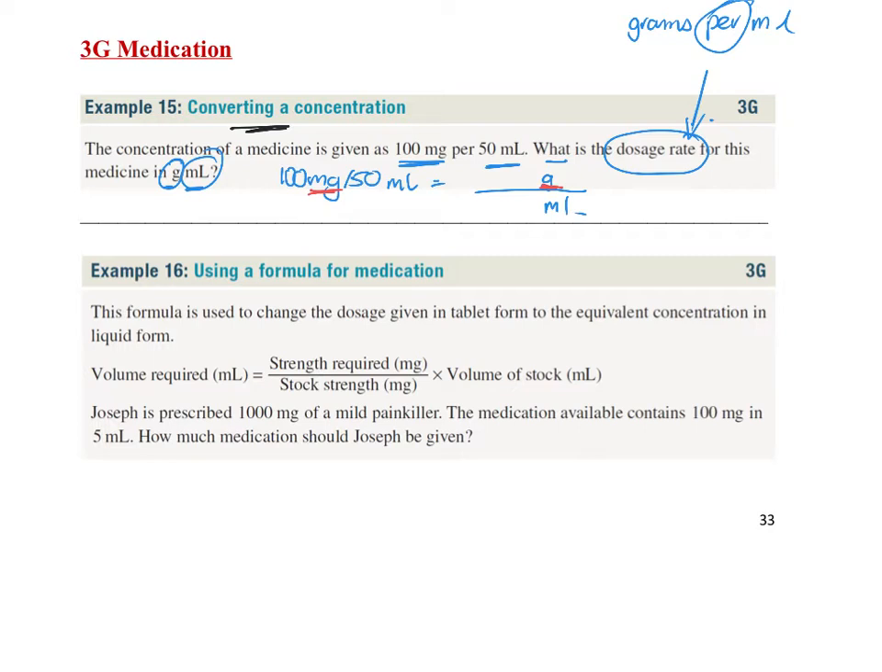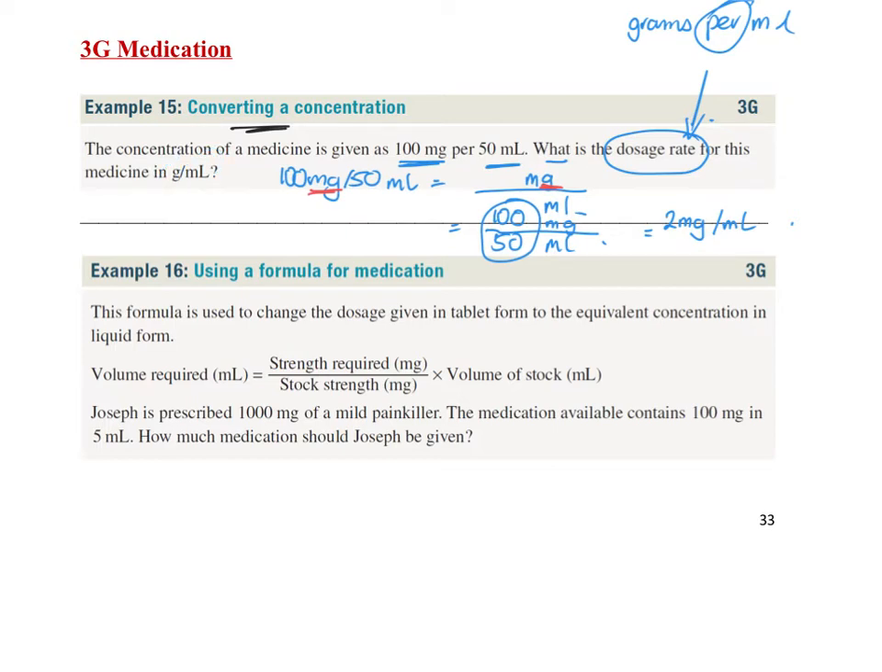Okay, so before we can do that, what we're going to do is change it into 100 over 50. And we're going to leave it at milligrams at the moment, to millilitres. So I need to work out what 100 divided by 50 is. What's that? Yeah, 2. Well done. All right, 2 milligrams per millilitre. But then you say, no, that's not how they wanted it. They wanted it in grams per millilitre.